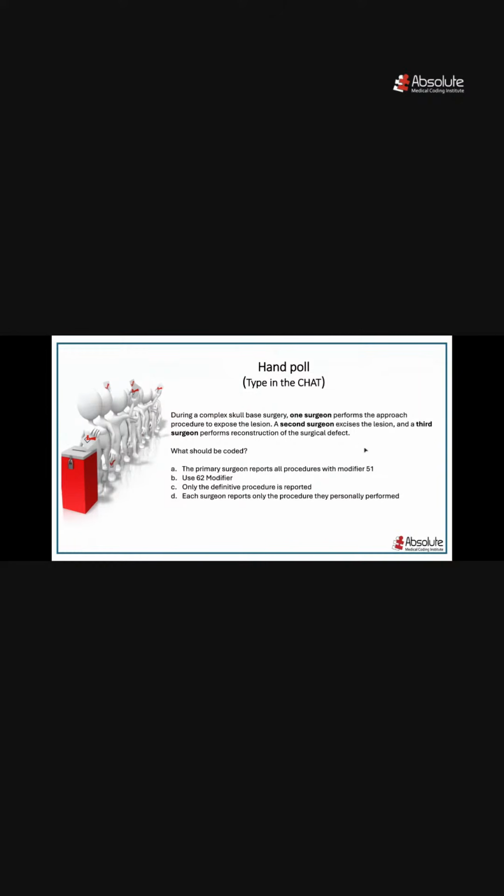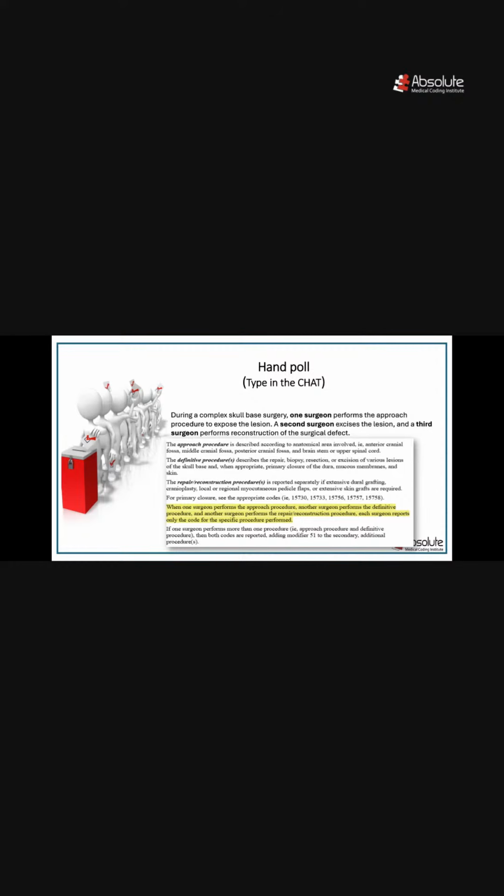Okay, yes, the correct answer is going to be option D. Each surgeon reports only the procedure personally performed. So here's the guideline: when one surgeon performs the approach, another surgeon performs the definitive procedure, and another performs a repair or reconstruction procedure, each surgeon will report only the code for the specific procedure performed. All right, so there is your guideline.